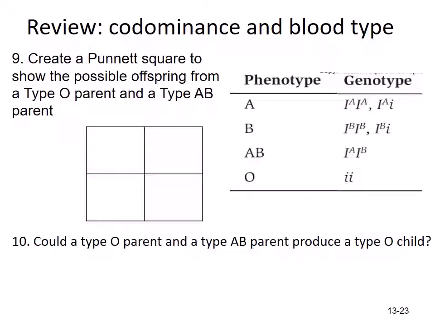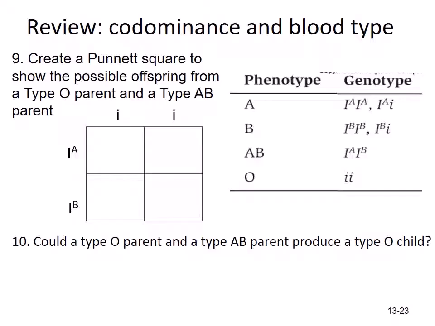So if we have a type O parent, we're going to have little i, and type AB would be big IA, big IB. So we'll set that up. I put the little i for type O at the top, and the big I's with A and B on the left hand side. I just picked that, it doesn't really matter.